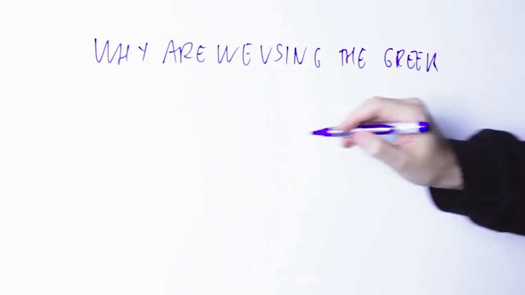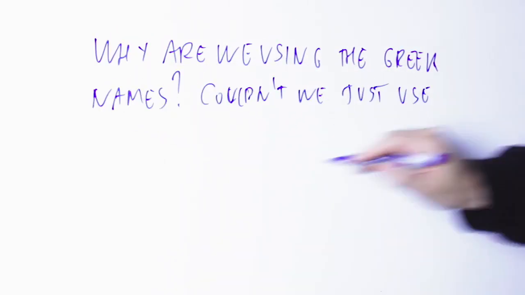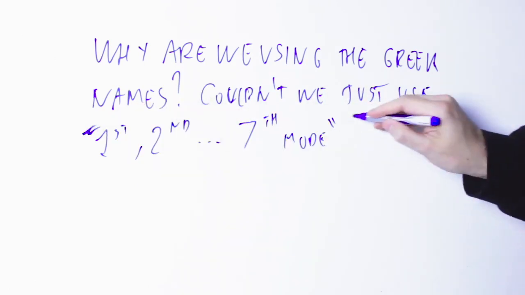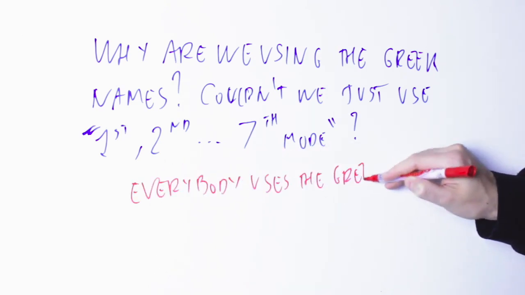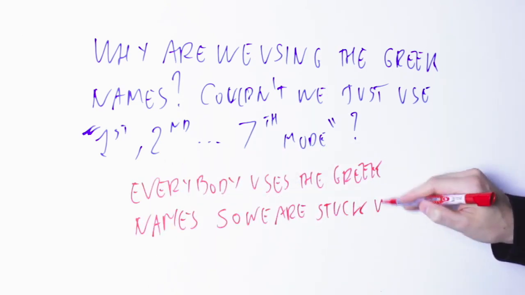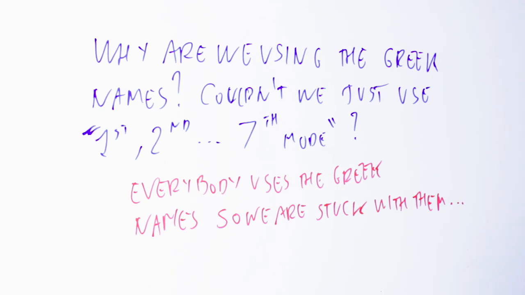Now, another point of confusion, for which I would apologize, but I didn't make it, is the use of the Greek names. Those tend to make everything more complex. I mean, why should we use the Greek names? Why not call these the first mode, second mode, third mode, etc.? Come on. Anyway, everybody uses the Greek names, so we are pretty much stuck with it.